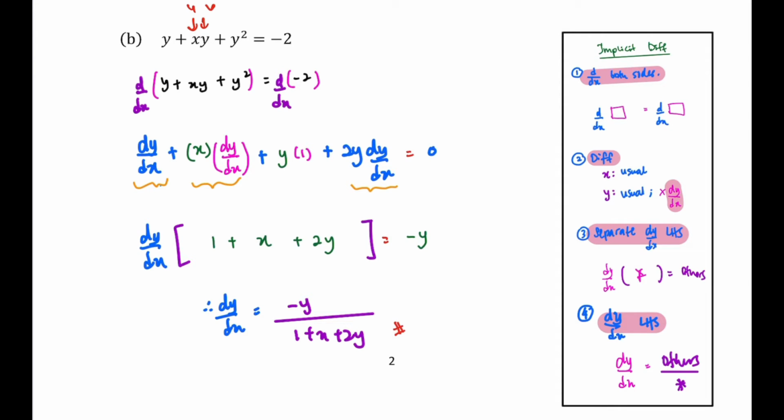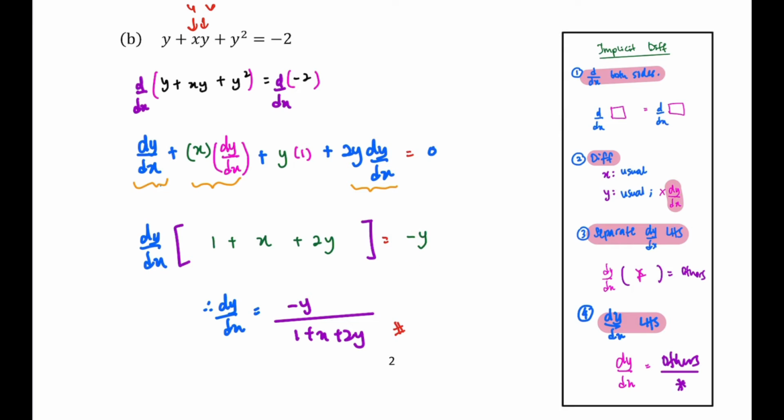Let's separate dy over dx on your left-hand side. So you have 3 terms containing dy over dx, so put it here. Maintain on your left-hand side. And for this term here, put it on the right-hand side. And then straight away, let us factorize dy over dx. So you're left with 1 plus x plus 2y. And your right-hand side is just minus y.